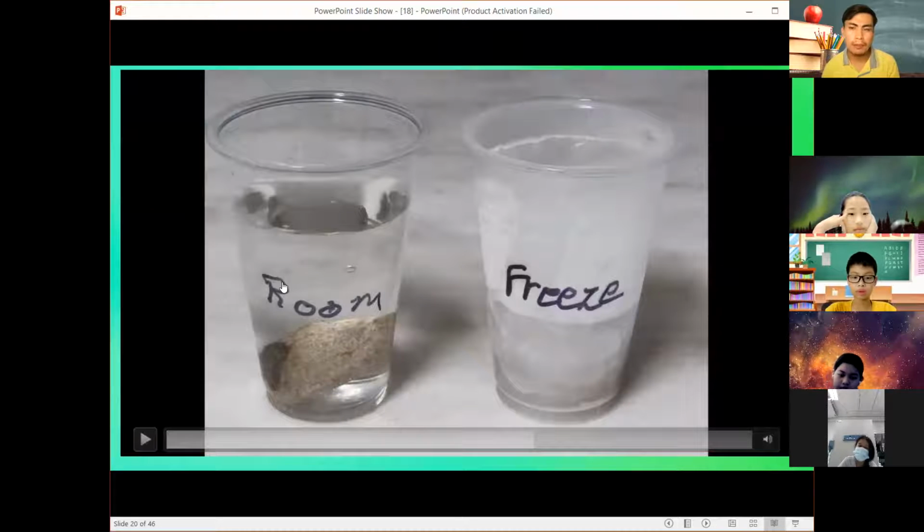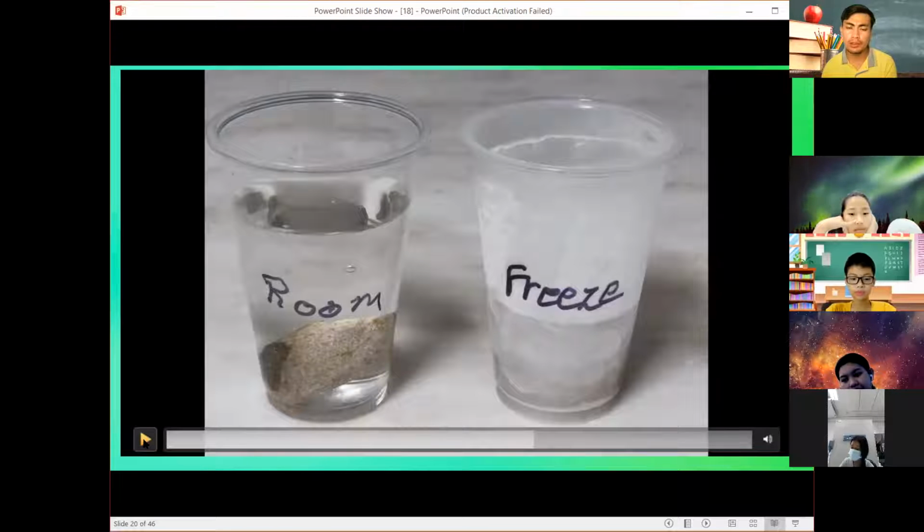Okay, so this time they put the water here on this rock. Remember that this is the same stone. This is sandstone, a sedimentary rock. And they put sandstone here as well in the one that they put inside the freezer. They pour some water in both containers. So let's see what happened.